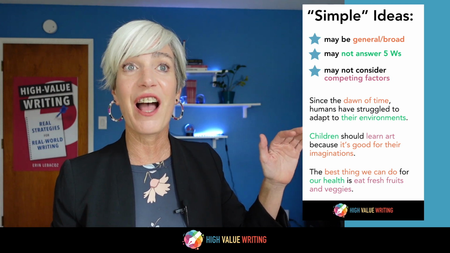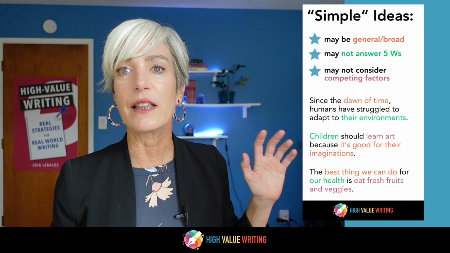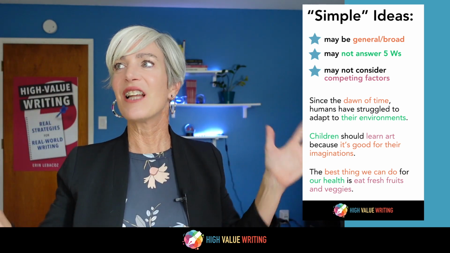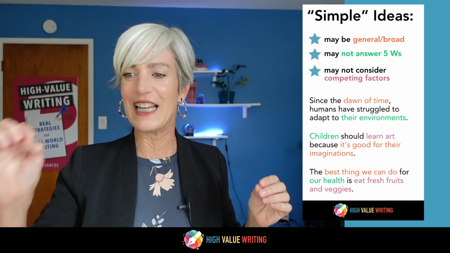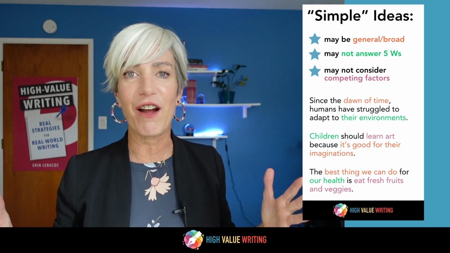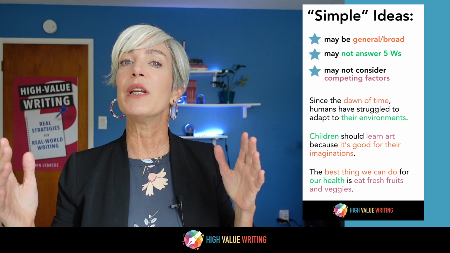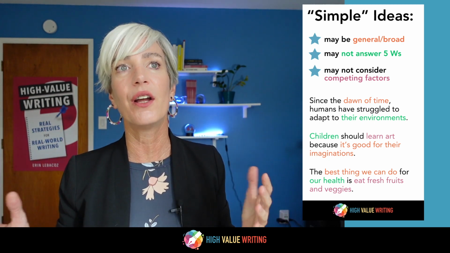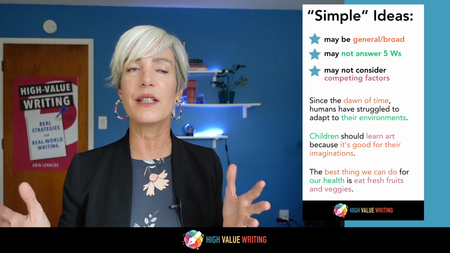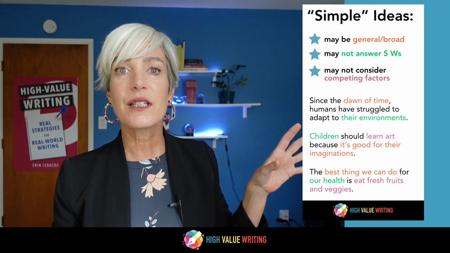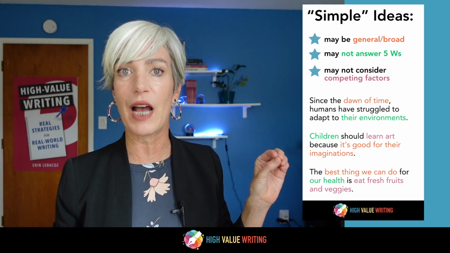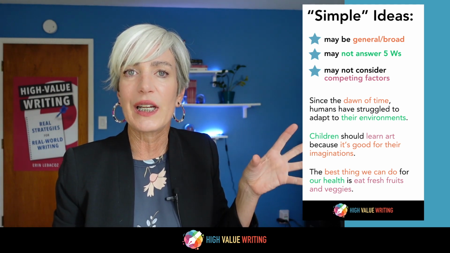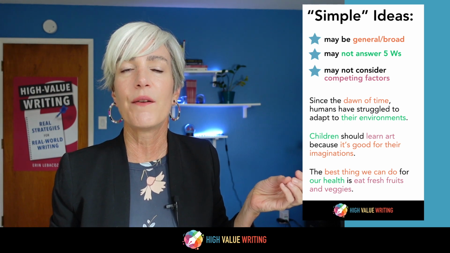Since the dawn of time. I've read a lot of essays like that, by the way, from the very beginning. You know, it's not possible that something has been identically true from the very beginning for every single human, right? It would be too simple to think that one thing applied to everyone over all time, right? It's not complex enough. Since the dawn of time, humans have struggled to adapt to their environments. Which environments, right? This is where we could dig in with some 5 W's.